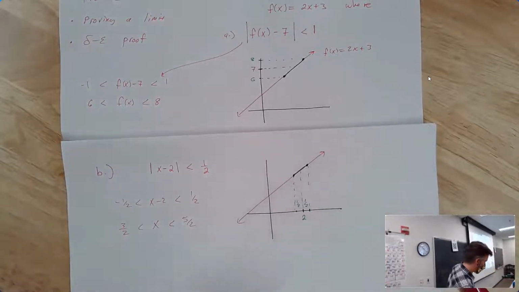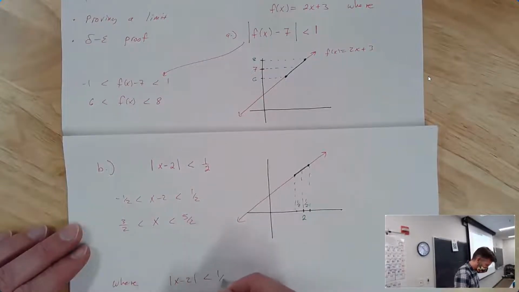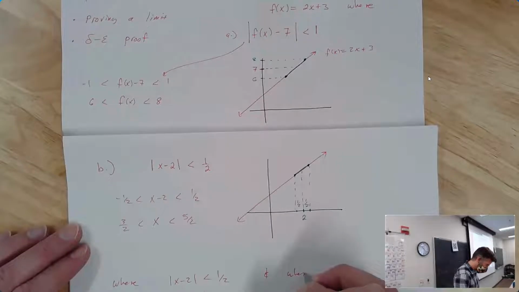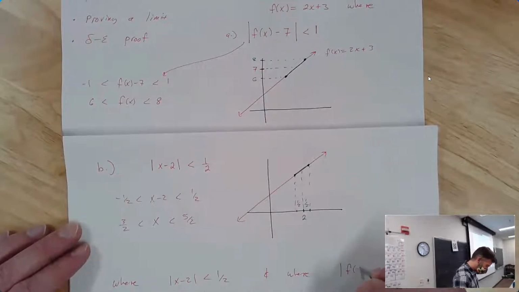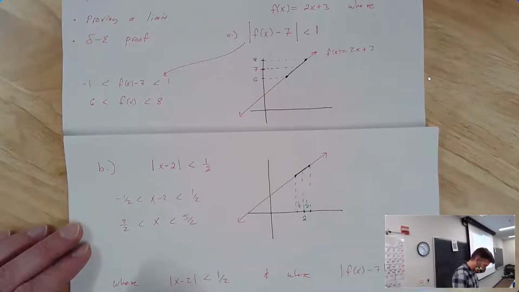What I want to point out is these portions of the graph are actually the same. So let me say that again. Where the absolute value of x minus 2 is less than 1/2, and where the absolute value of f of x minus 7 is less than 1, these are the same portions of the graph.